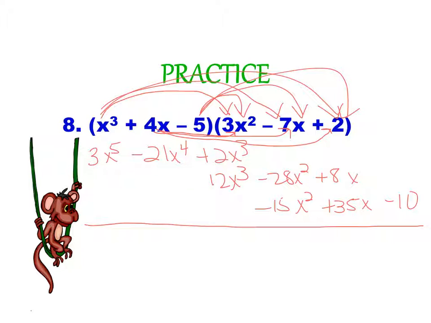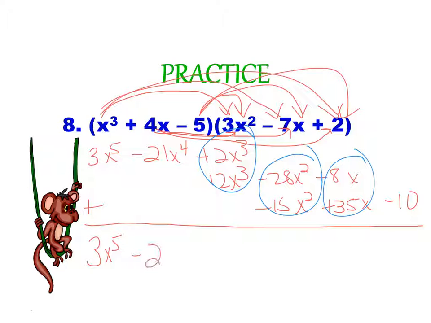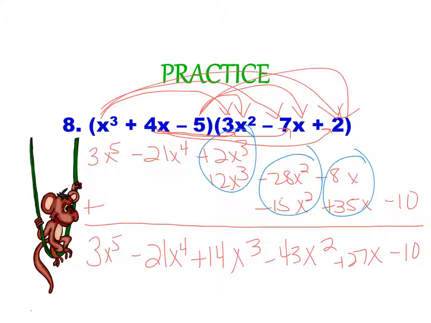And since I stacked my like terms on top of each other, it should make the simplification easier at the end. I only have 1x to the 5th. I only have 1x to the 4th. Combine my x to the 3rds. Add my numbers. Combine my x squareds. And let's see, that is what? 43. Combine my x's. And that's a minus. So it's going to be plus 27 and minus 10. Woo! Alright, that's a long one.